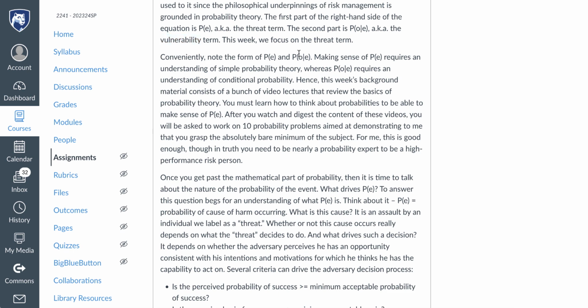Conveniently, note that making sense of the probability of an event requires an understanding of simple probability theory. So again, for now, we're focusing on the probability of an event, not the probability of a vulnerability. We're focusing on the threat term, not on the vulnerability term. That means that for now, we're focusing on understanding simple probability theory.